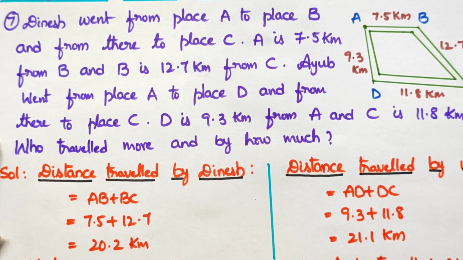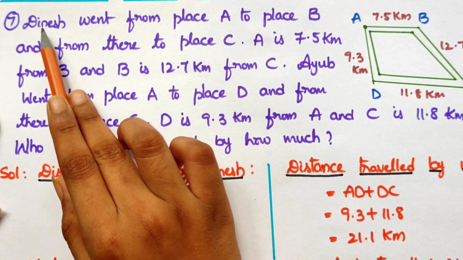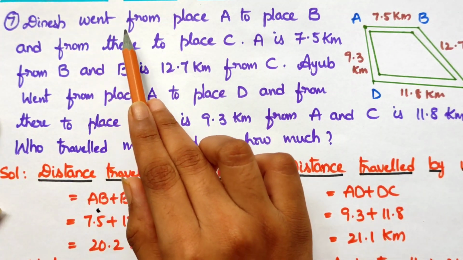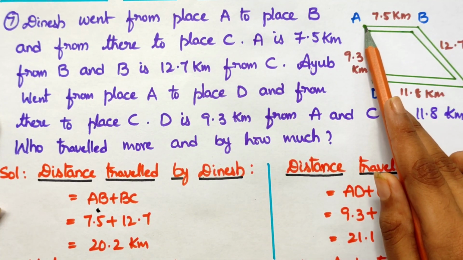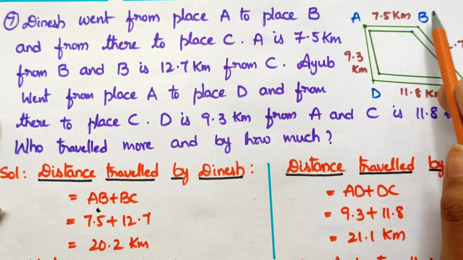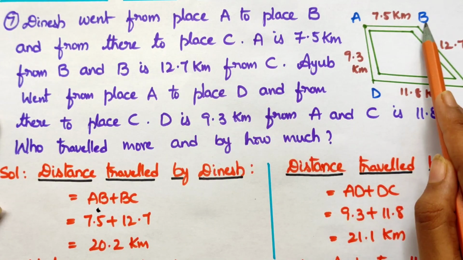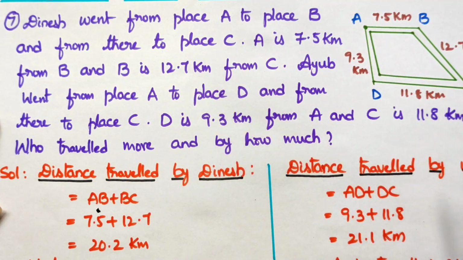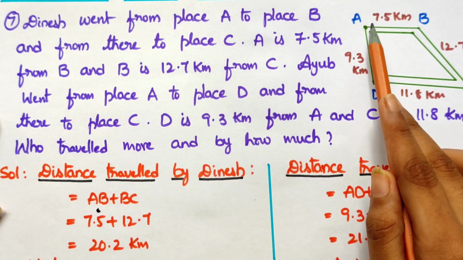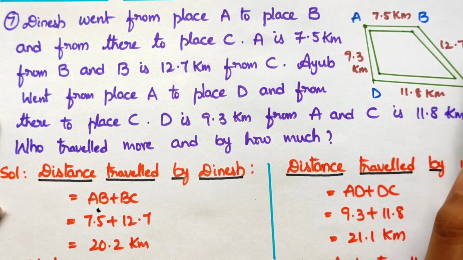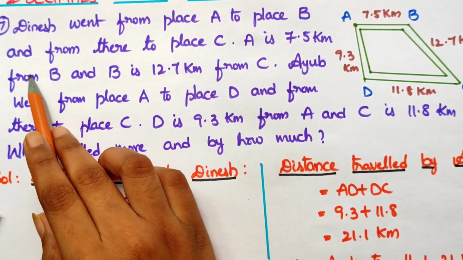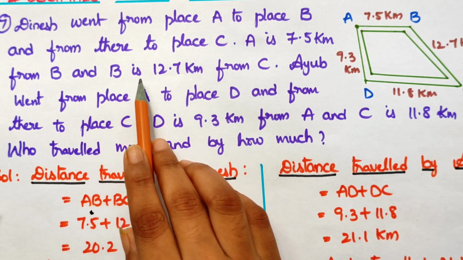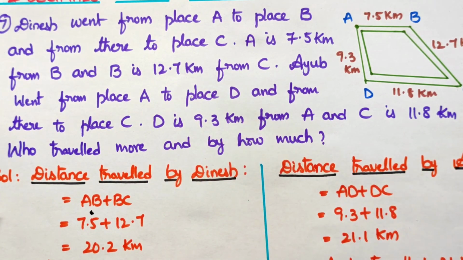Okay friends, this is question number 7. Dinesh is a boy who went from place A to place B, and from place B to place C. So Dinesh is a boy who went from place A to place B and from place B to place C. Now A is 7.5 km from B and B is 12.7 km from C.